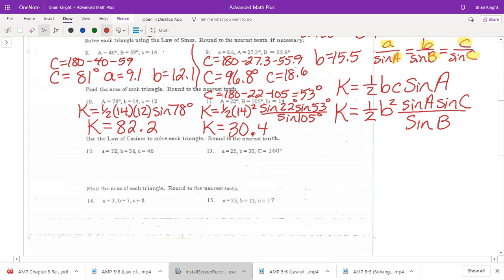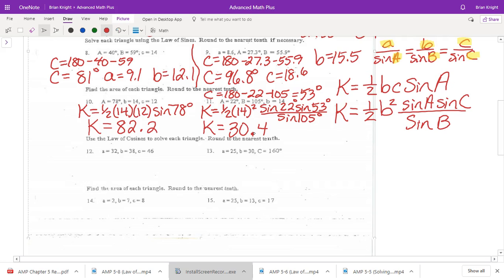See, this is why I have to do it. 14 squared, sine of 22, close parentheses. Sine of 53. You put 50. There it is. Divide by 2. Divide by sine of 105. Yeah, you had 50 instead of 53. Okay? Just be careful when you're plugging in your calculator.